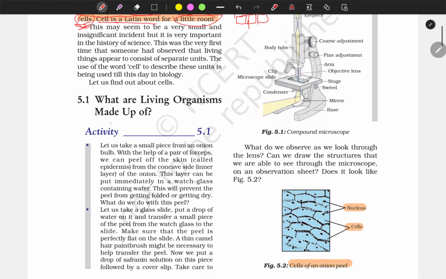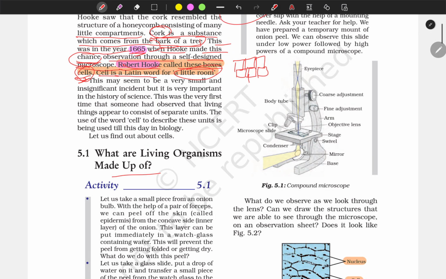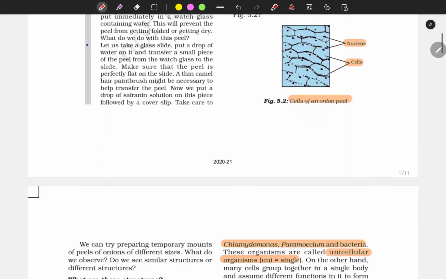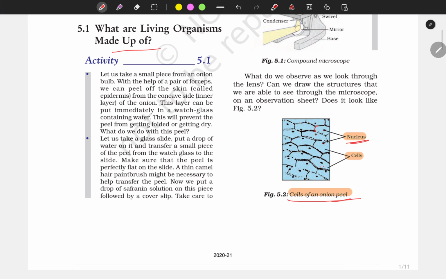What are living organisms made up of? Living organisms are made up of cells. We are only revising this chapter, so we will only be discussing the important points. So let's see the cells of an onion peel. You can see onion peels have a hexagonal structure. These are the separate cells, and these dots are the nucleus.